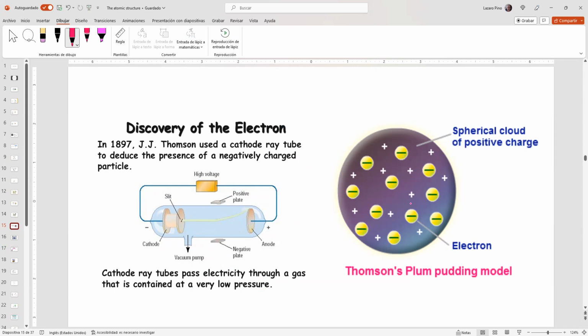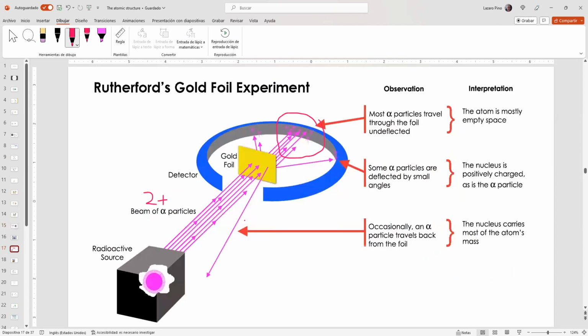Thomson said that everything was positive, and the chocolate chips were the negative charges. If the atom was this way, then most of the alpha particles, which are positive, must be repelled, and this was not the case. So most of the atom is empty space. Some of the particles were deflected, only a small group.